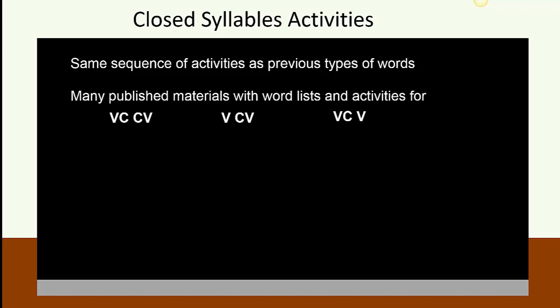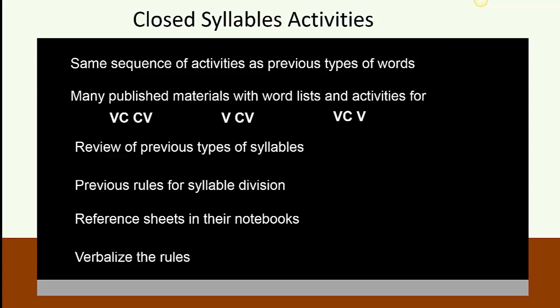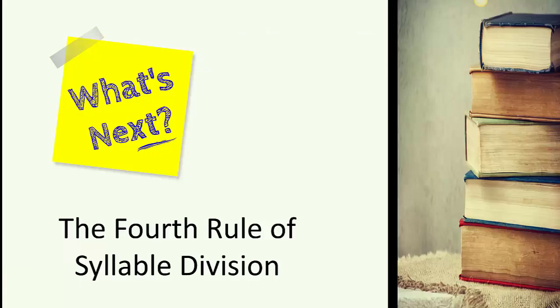There are many published materials with lists of words and activities for the VCCV, V-CV, and VC-V patterns. As always, there should be a review of previous types of syllables and previous rules for syllable division, and ample chance for students to find the reference sheets in their notebooks and verbalize the rules. What's next? The fourth rule of syllable division.